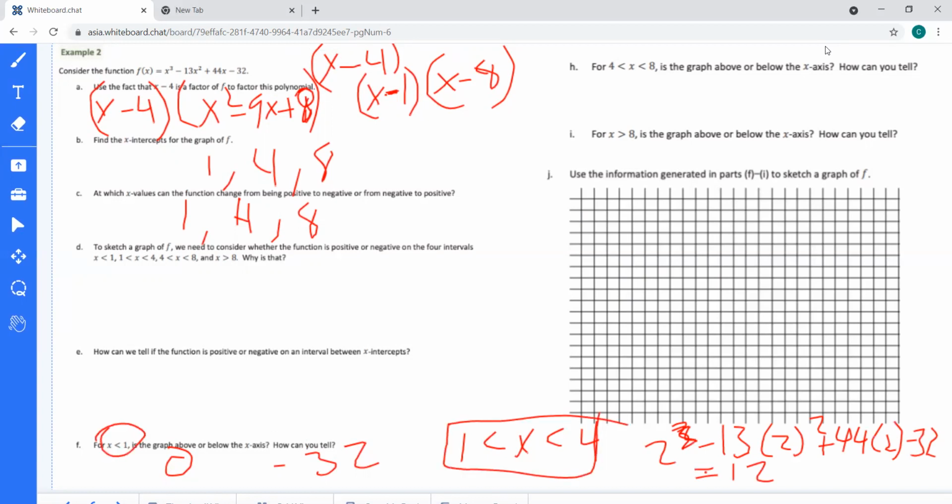This interval is negative. So what do you think it's going to be for between 4 and 8? Yeah, it's going to be negative again, right? Because it's going back and forth. And what do you think it's going to be for greater than 8? It's going to be positive. And you know that by looking at the graph. So let's graph this.